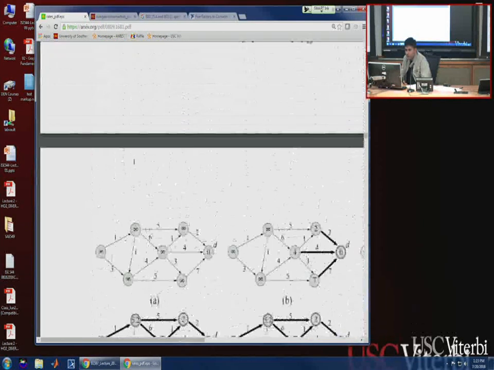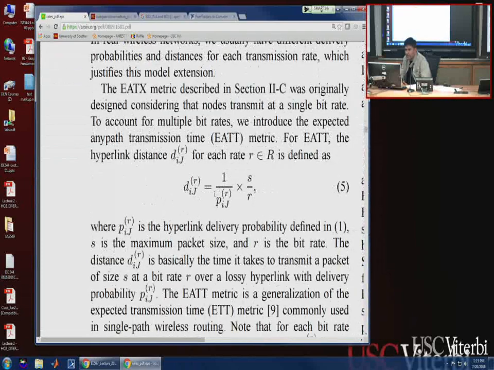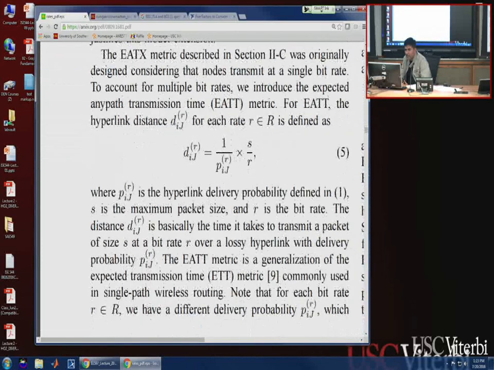So before we look at the details of that, let's describe the metric that's being used here.